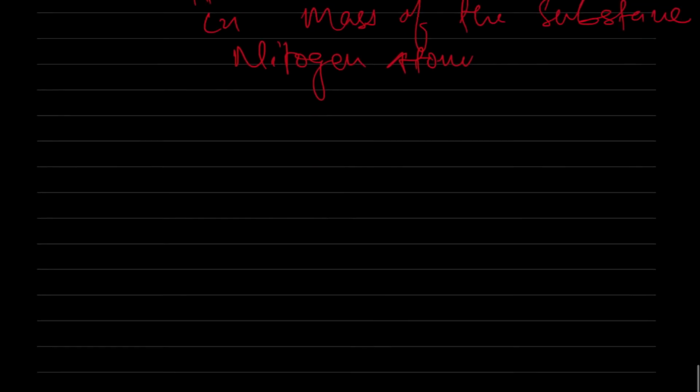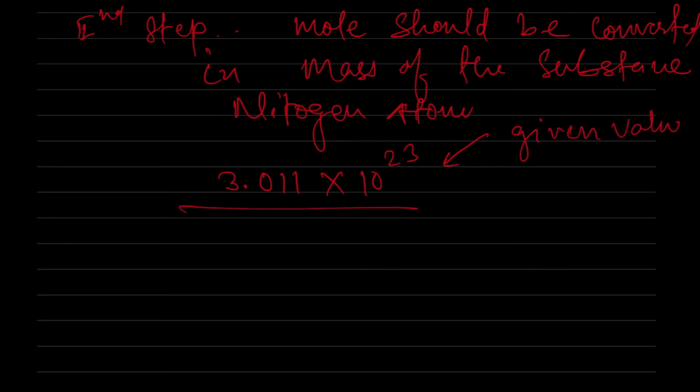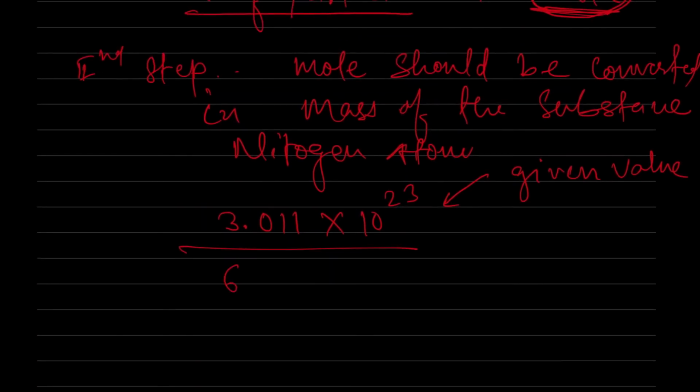So the number of particles given here is 3.011 into 10 to the power 23. This is the given value, and we know the Avogadro number. We know that the Avogadro number is 6.022 into 10 to the power 23. This is the Avogadro number.